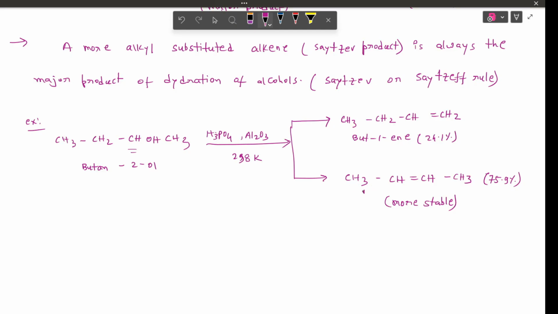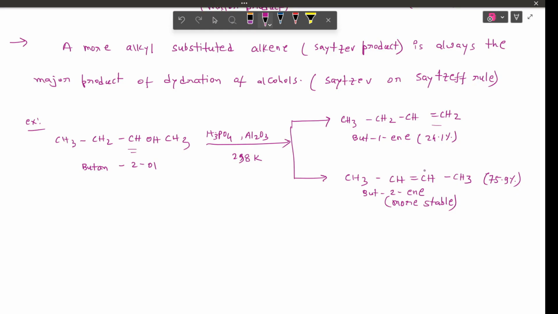this is your butene product, but-2-ene, which is formed as the major product because it is more stable than but-1-ene. However, this is 1 degree, right? This is 2 degree.